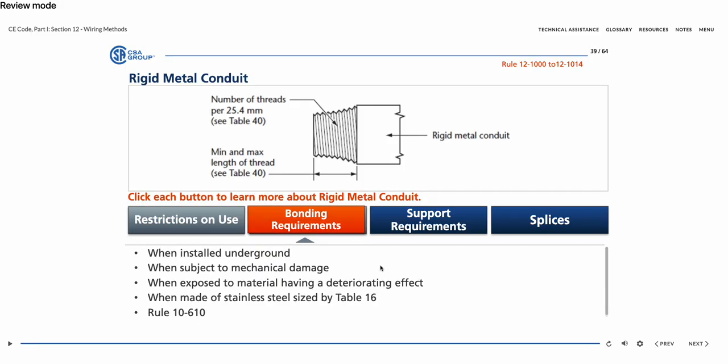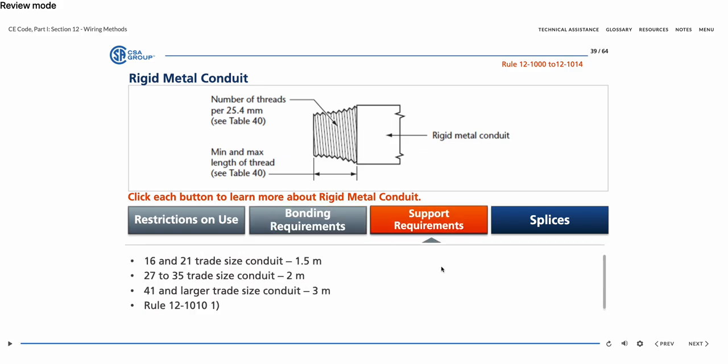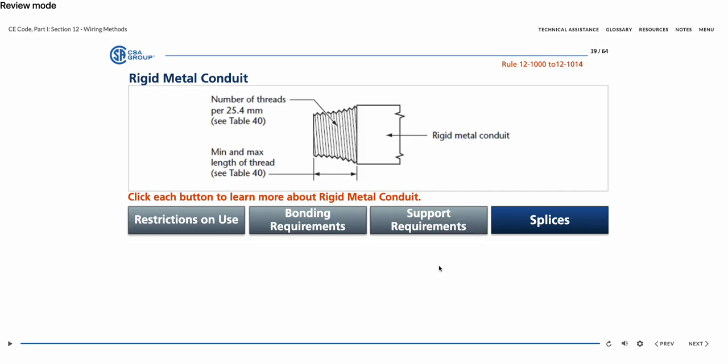The rigid conduit can be the bonding conductor unless these conditions apply. All rigid metal conduit of one size must be securely attached to hangers or to a solid surface. The maximum spacings of the points of support are not greater than the requirements shown here. Splices are not allowed with rigid metal conduit according to Rule 12-912.